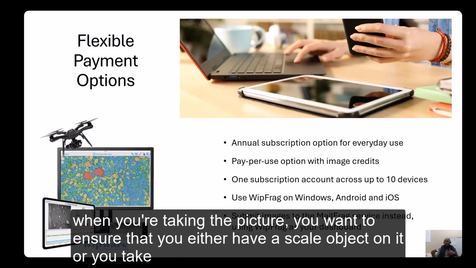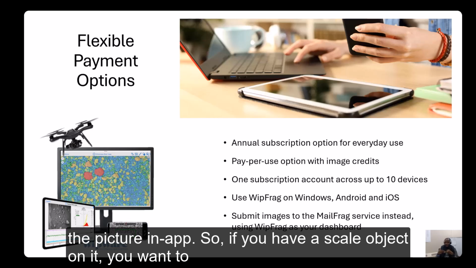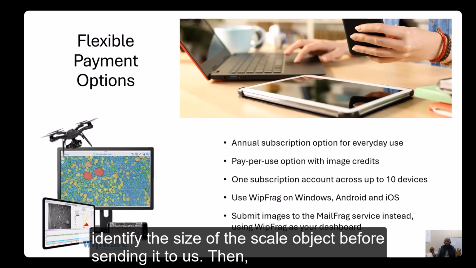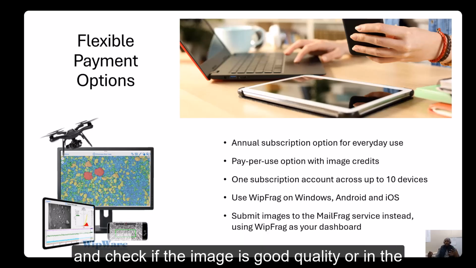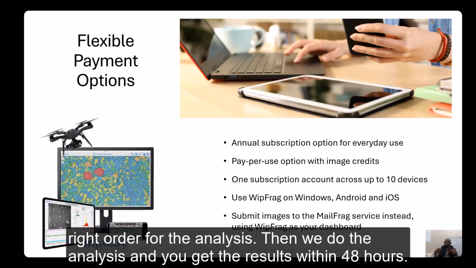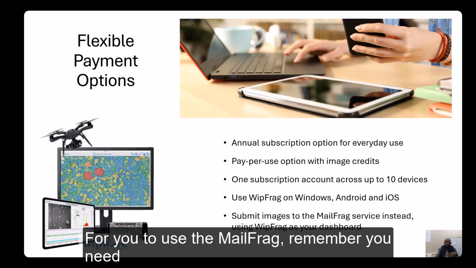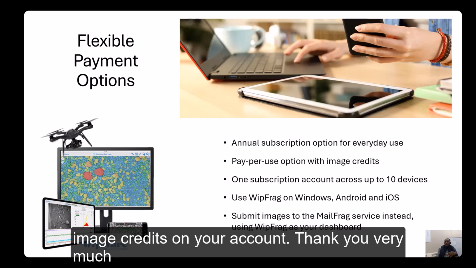Then when you're taking the picture, you want to ensure that you either have a scale object on it or you take the picture in app. So if you have a scale object on it, you want to identify the size of the scale object before sending it to us. Then when we receive the image, we access the image and check if the image is good quality or in the right order for the analysis. Then we do the analysis and you get the results within 48 hours. But for you to use the mail frag, remember you need an image credit on your account.